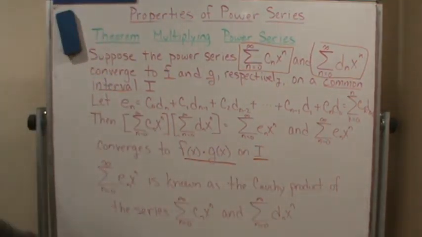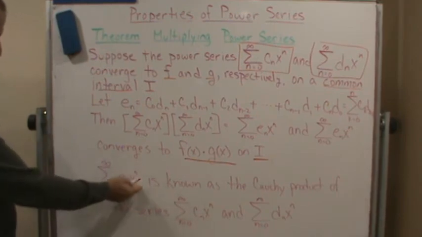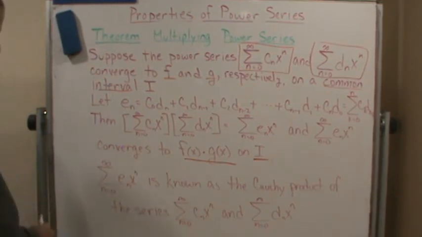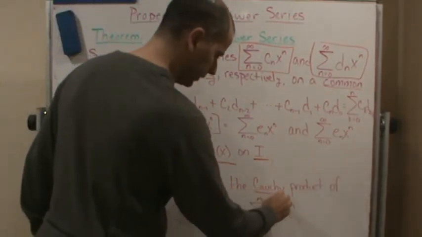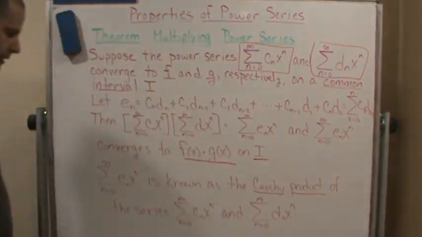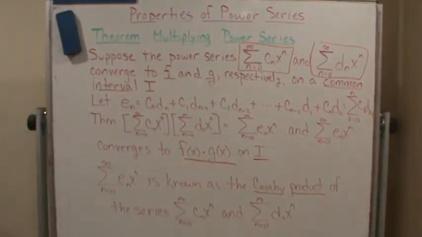Now, the series e sub n times x to the n, this power series, is known as the Cauchy product of the two series. Okay, and that's it. So we're going to do some examples of how we would use this theorem to help us find a representation of more complex looking functions by using this Cauchy product.